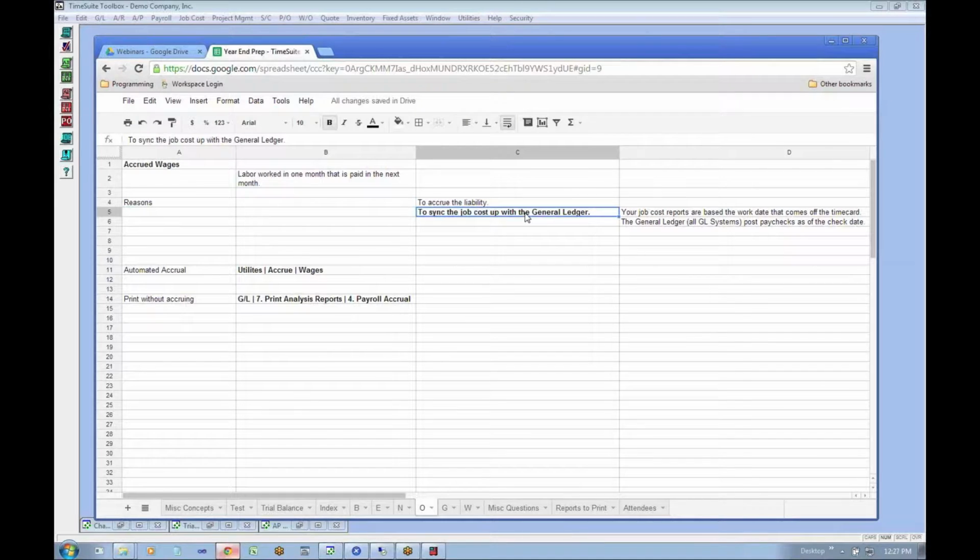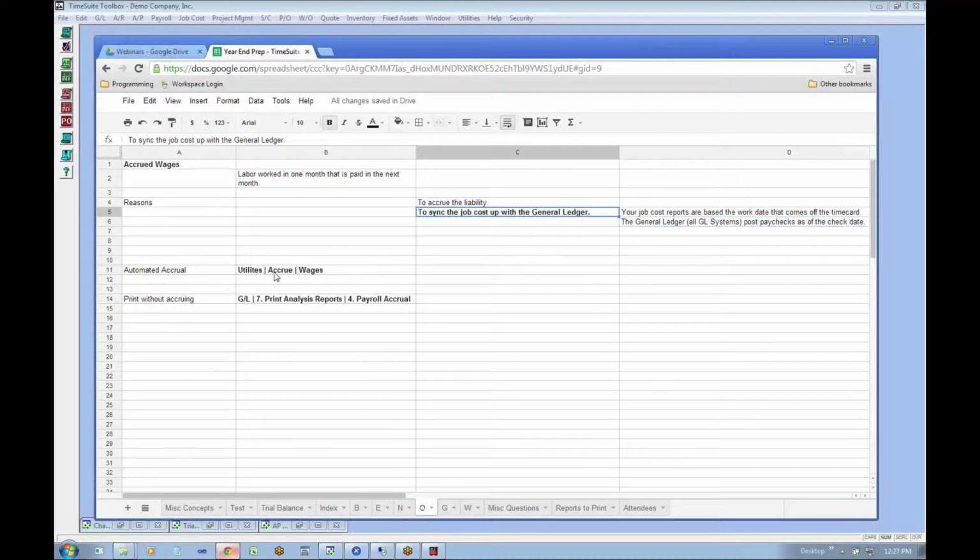It also syncs the job cost up with the general ledger. The job cost reports are all based on the work date, which is the better way to do it. The general ledger is based on the transaction date or the check date. Your job cost reports are based on the work date, so I just reiterated what we said there. That comes off the time card, and all general ledger systems actually post paychecks as of the check date into the general ledger, so it syncs the two concepts up. In that context, your job cost will tie out.